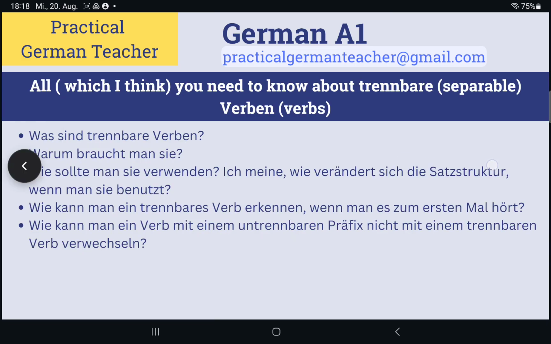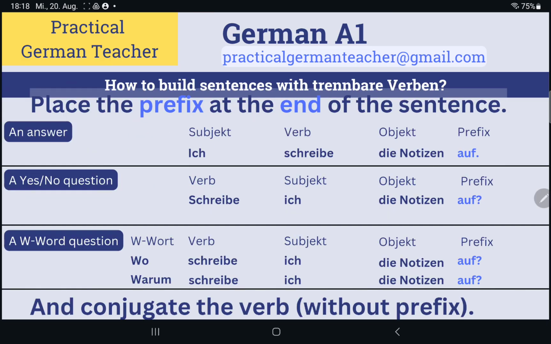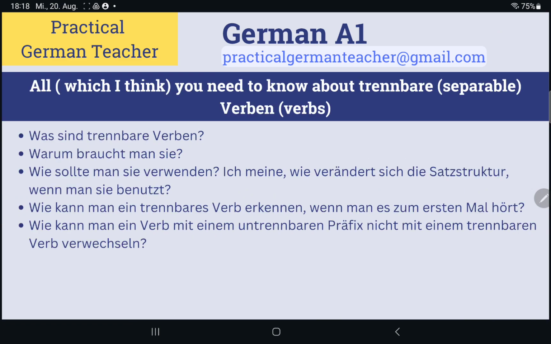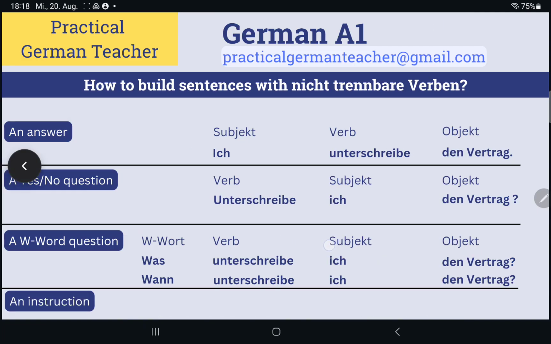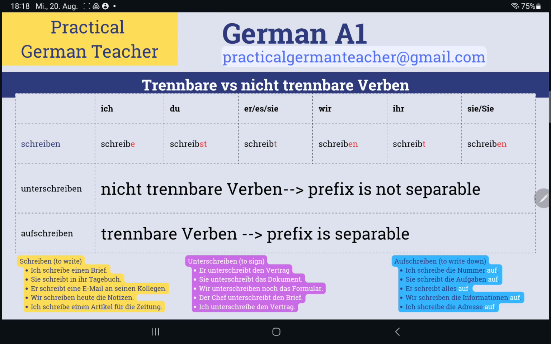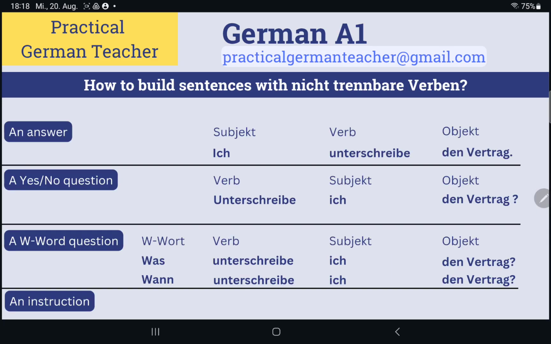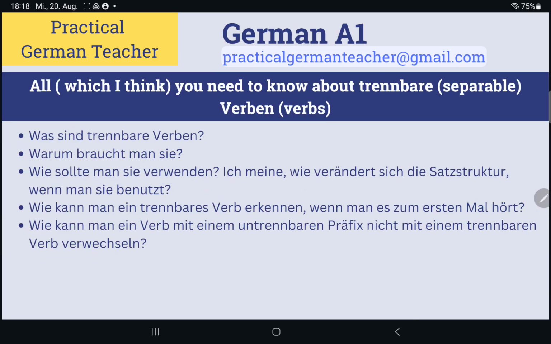What I want you now to understand is, how do I know that unterschreiben is a nicht trennbare Verb and aufschreiben is a trennbare Verb? How do I know that? Now you will learn how I know that.